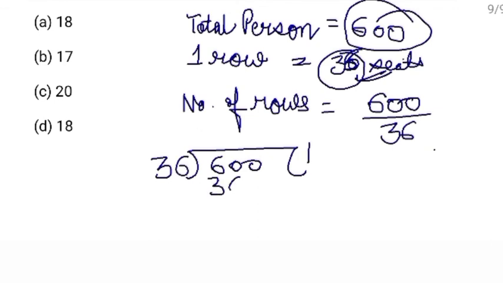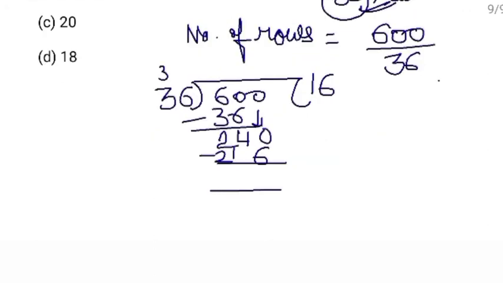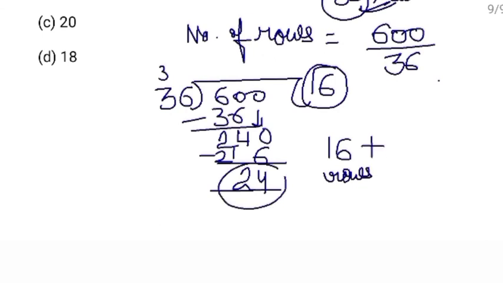36 ones are 36. Subtract, 4 2 0. 36 sixes are 216. 6 threes are 18, 19, 20, 21. What is the remainder here? The remainder is 24. So you need 16 rows, plus 24 members are still remaining.